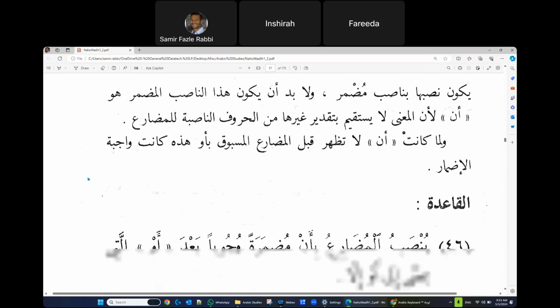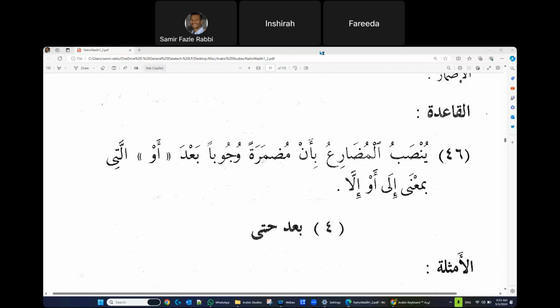So let's see what the qaida is. I think we'll do one more after this. ينصب المضارع بأن المضمرة. The mudari' verb is going to be in the nasab state because of this an mudmira, wujuban, it has to be after أو التي بمعنى إلى أو إلا, with this harf aw, which has the meaning of ila or illa.